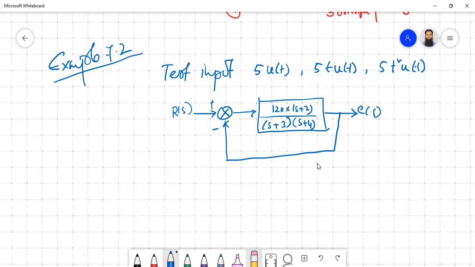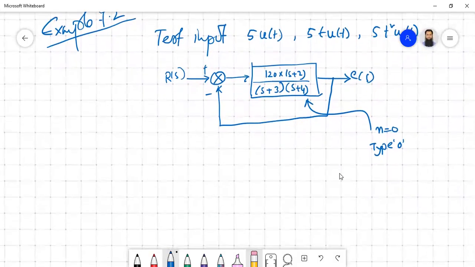Now, we can also calculate the system type for this one. There is no pole at the origin, so basically n equals 0. So this is actually a type 0 system, which we already know. For the type 0 system, the input signal that should be applied is basically the step input.